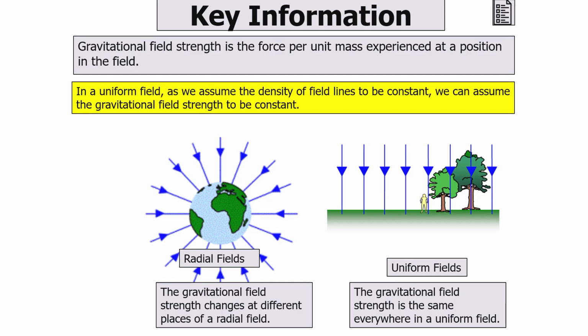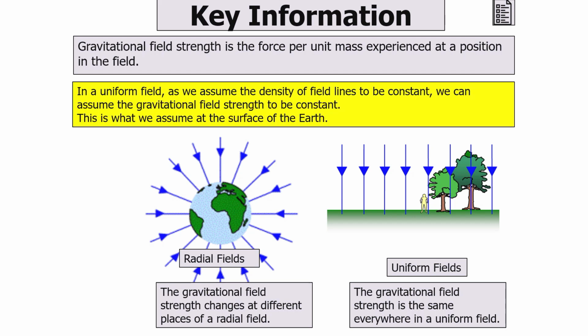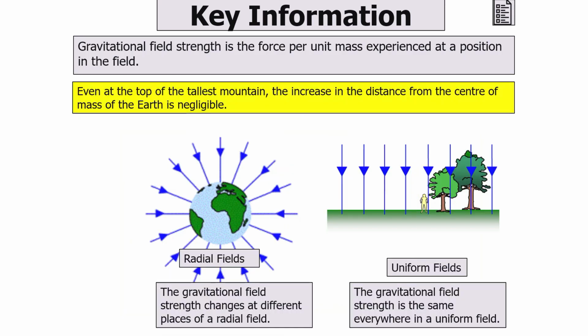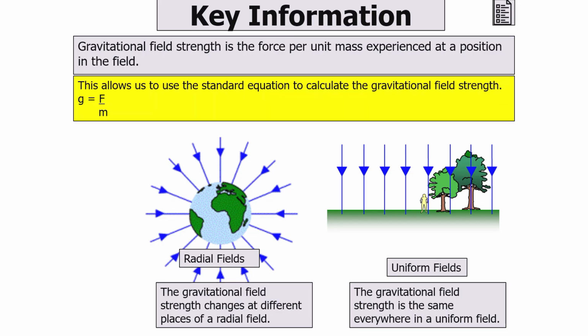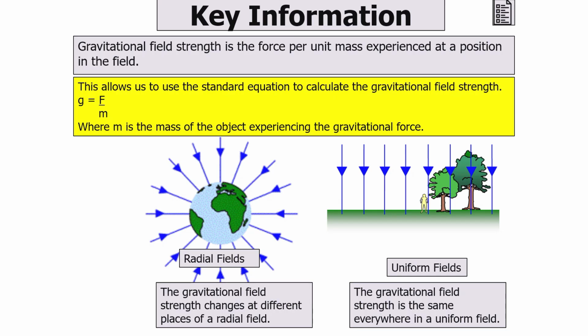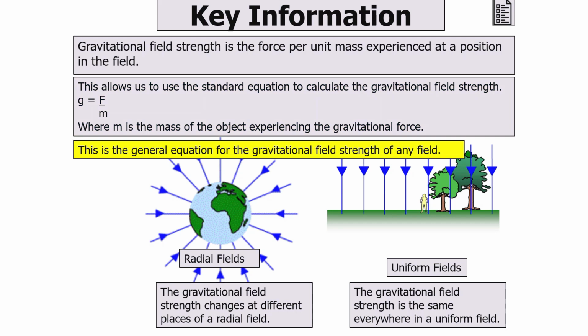Now, in a uniform field, as we assume the density of the field lines to be constant, we can assume the gravitational field strength to be constant. And this is what we assume at the surface of the Earth, as shown in the following diagram. Even at the top of the tallest mountain, the increase in the distance from the centre of mass of the Earth is negligible. So this allows us to use the standard equation to calculate the gravitational field strength, which is g equals F over m, where F is the gravitational force experienced by an object in the field, and m is the mass of the object experiencing the gravitational force. This is the general equation for gravitational field strength of any field.